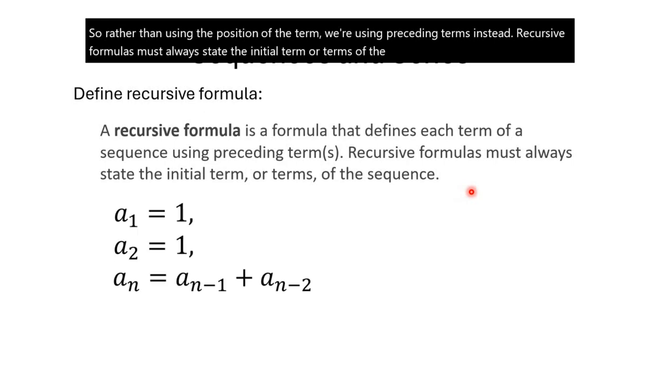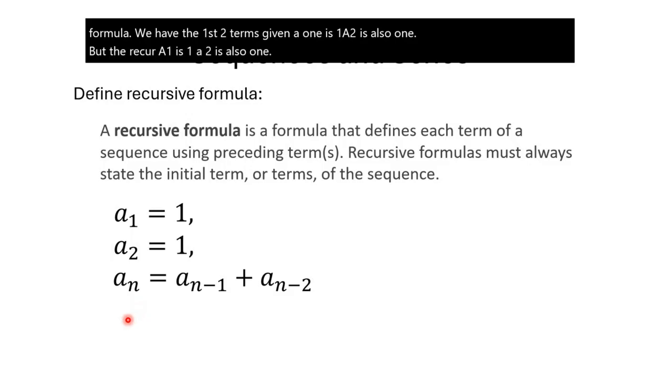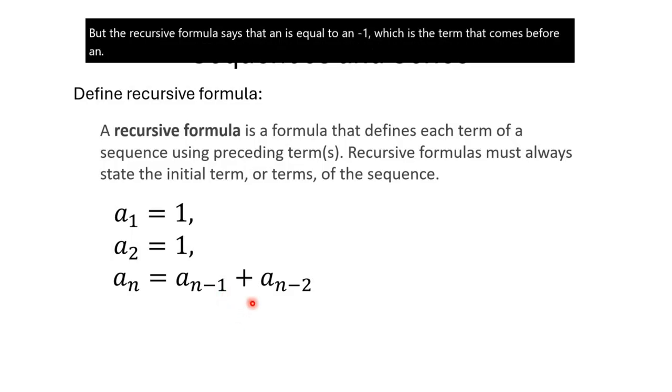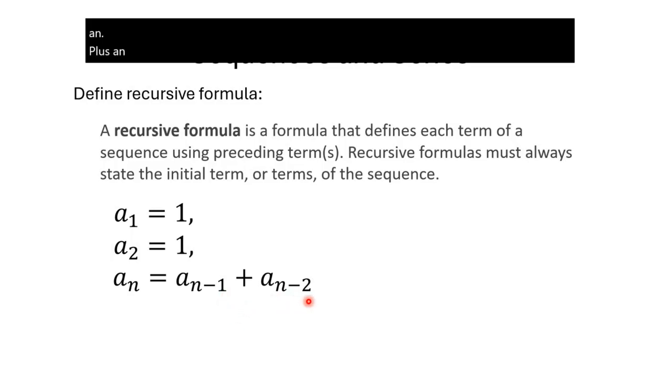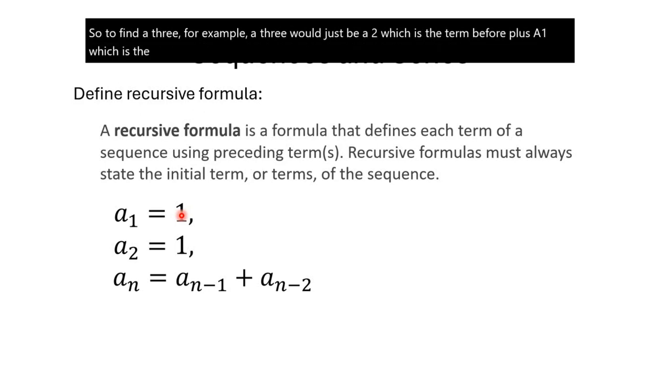So here is a recursive formula. We have the first 2 terms given, a1 is 1, a2 is also 1, but the recursive formula says that an is equal to an minus 1, which is the term that comes before an, plus an minus 2, which is the term 2 terms before an. To find a3, for example, a3 would just be a2, which is the term before, plus a1, which is the term before that. So we're just adding 1 plus 1 to get 2.